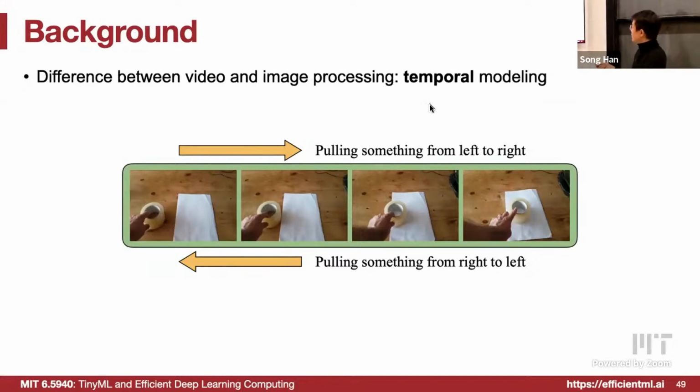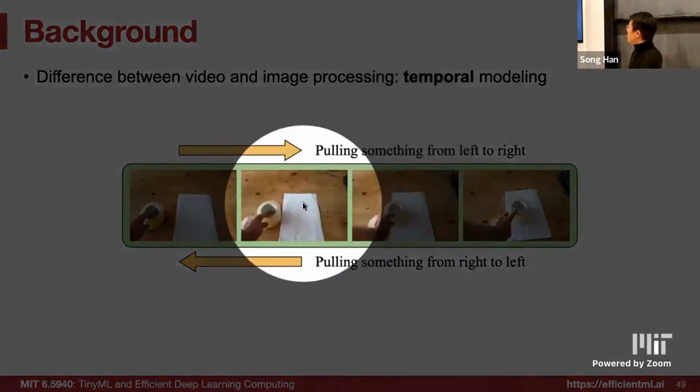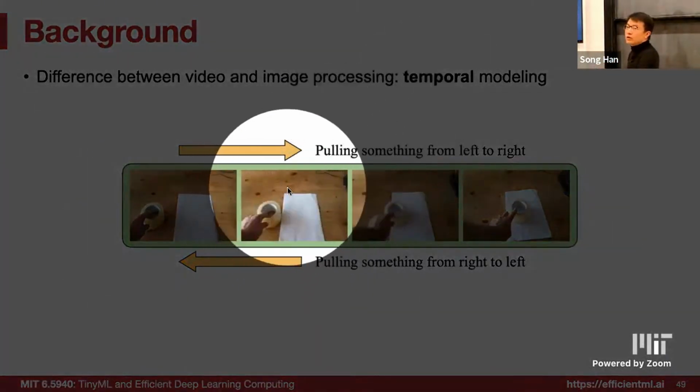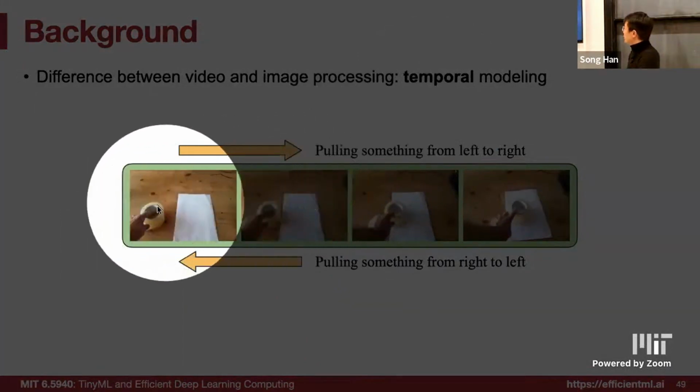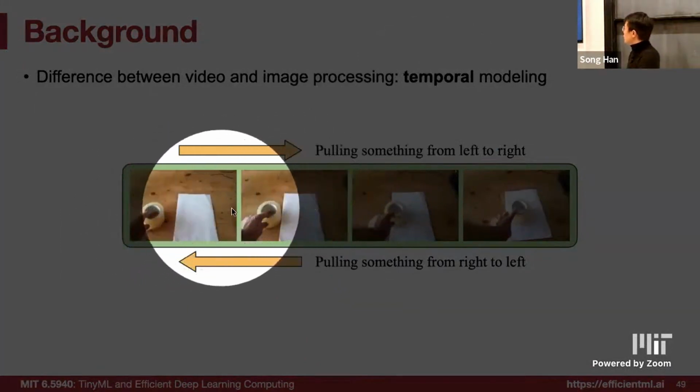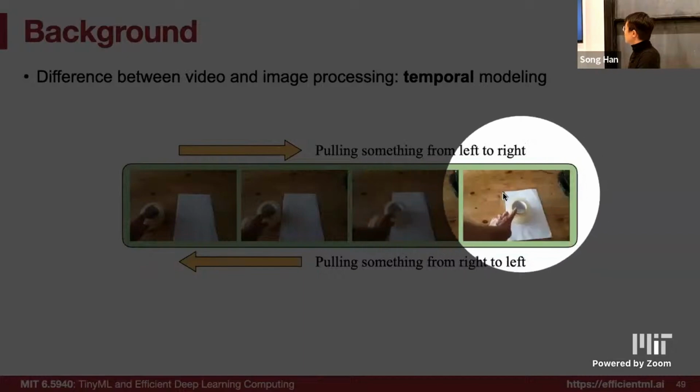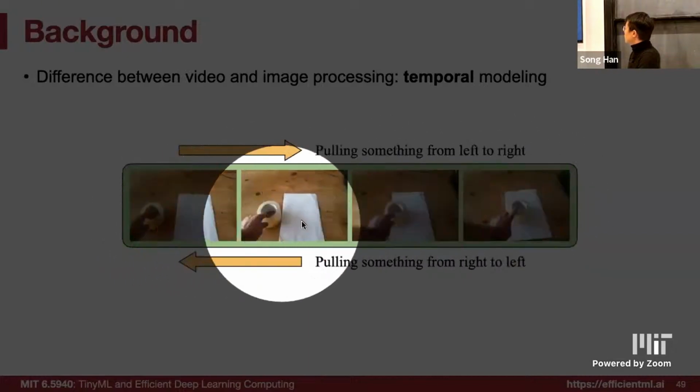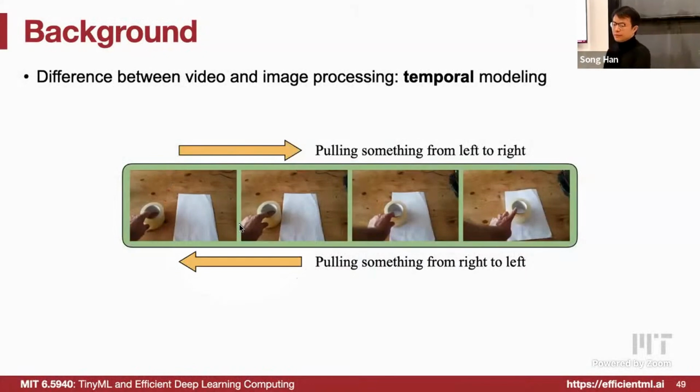For example, given a single image, we cannot tell whether we are moving something from left to right or from right to left. Only if we watch the entire video sequence can we tell that we are actually moving the tape from left to right rather than from right to left. Okay, so that's the interesting part about temporal modeling.